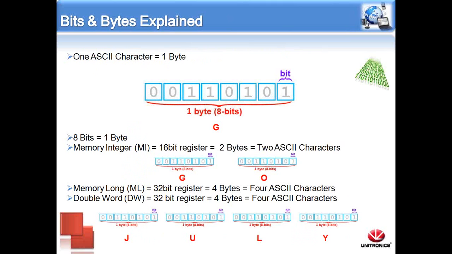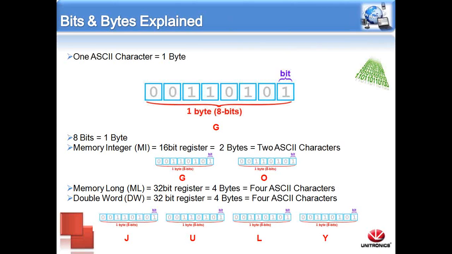One ASCII character is 1 byte. And if we remember how big a memory integer is, 2 bytes, we're going to store 2 ASCII characters per memory integer. We can also store, as I said, ASCII strings in memory longs or in double words. You see on the bottom here there would be 4 bytes, so we can store 4 characters per memory long.